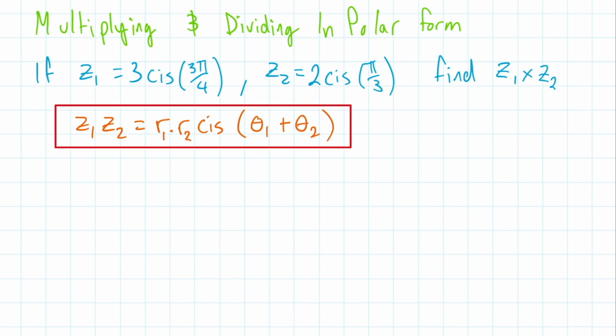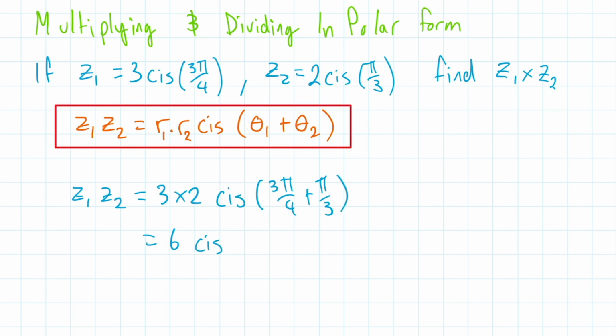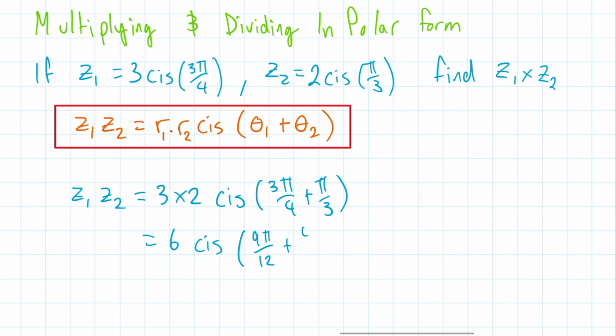So in this case, if I have Z1 by Z2, that is simply going to equal 3 times 2 cis 3 pi on 4 plus pi on 3. 3 times 2 is going to give 6 cis, well, 3 pi on 4 plus pi on 3. 12 is the lowest common multiple between 4 and 3. So if I multiply top and bottom, this is going to become 9 pi on 12 plus 4 pi on 12, which is simply going to equal 6 cis 13 pi on 12.